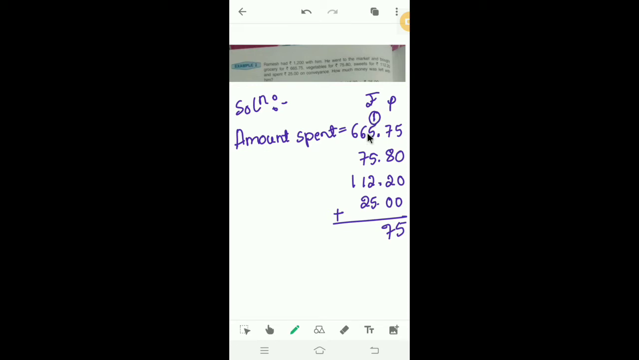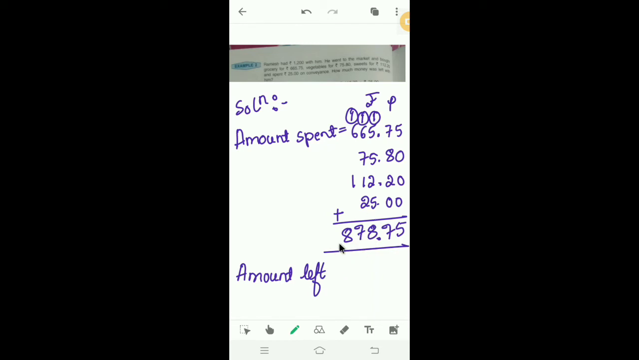1 plus 5 is 6, 6 plus 5 is 11, 11 plus 2 is 13, 13 plus 5 is 18. So I will write 8 here and 1 carry. 1 plus 6 is 7, 7 plus 7 is 14, 14 plus 1 is 15, 15 plus 2 is 17. So I will write 7 here and 1 carry. 1 plus 6 is 7, 7 plus 1 is 8. So the amount spent is 878 rupees 75 paise. Now the amount left.